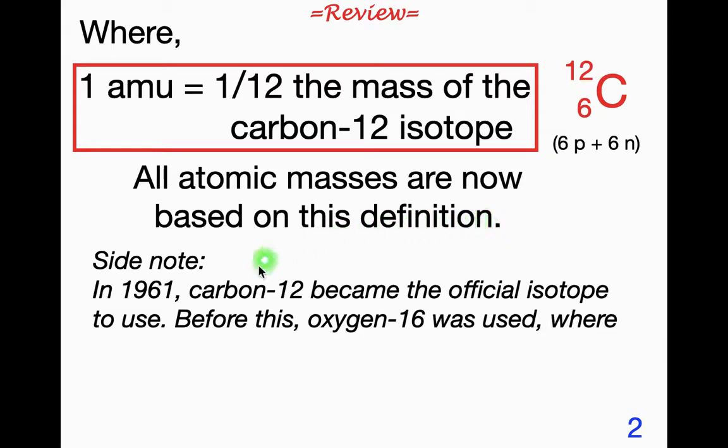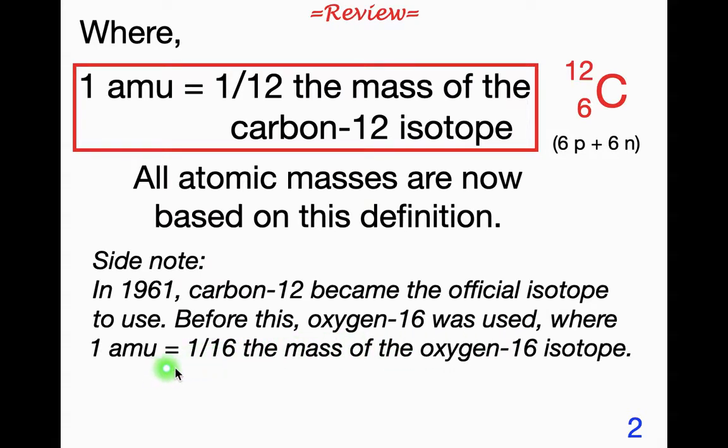Side note, in 1961, carbon-12 became the official isotope to use. Before this, oxygen-16 was used, where 1 AMU was equal to 1/16 the mass of the oxygen-16 isotope. Now, oxygen is atomic number 8, so you would have 8 protons and 8 neutrons, divided by 16 to give you the definition of 1 AMU.